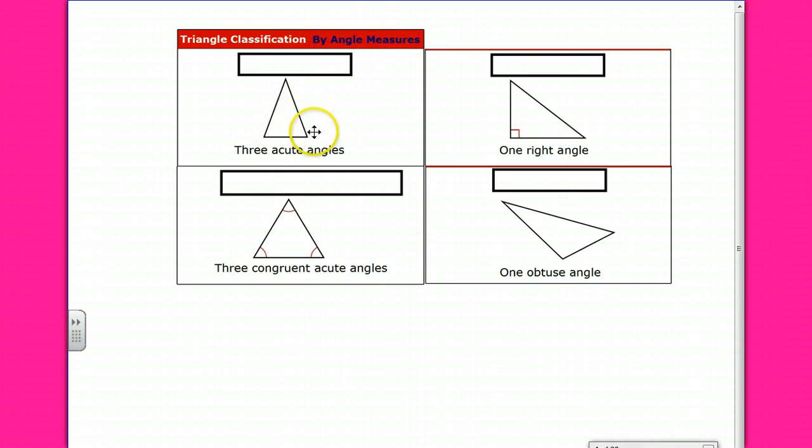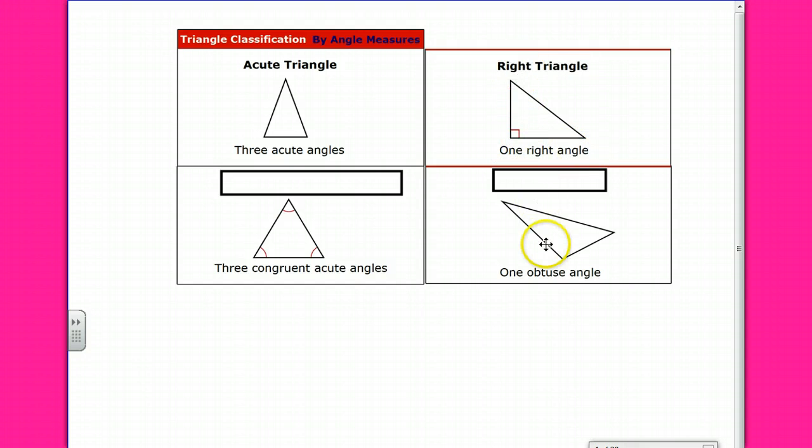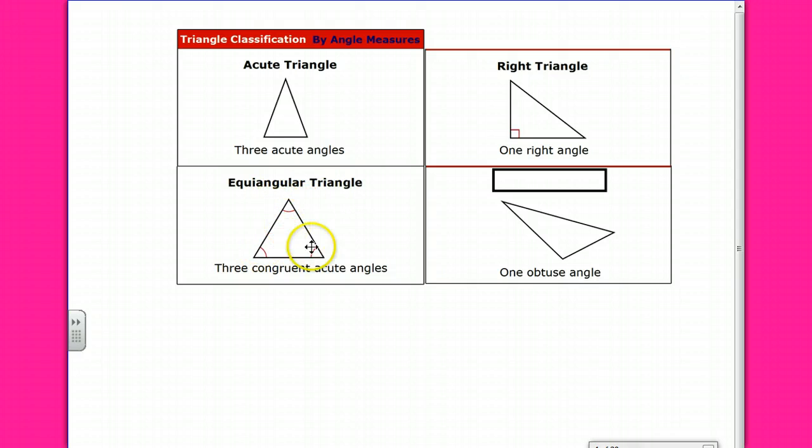So if we have 3 acute angles in a given triangle, we can classify it as an acute triangle, right? If it has 1 right angle, we would call it a right triangle. What if it has 3 acute angles and the acute angles are congruent? We're basing this on angle, so be careful how you phrase this. It is called an equiangular triangle. And yes, when we have an equiangular triangle, we have an equilateral triangle too.